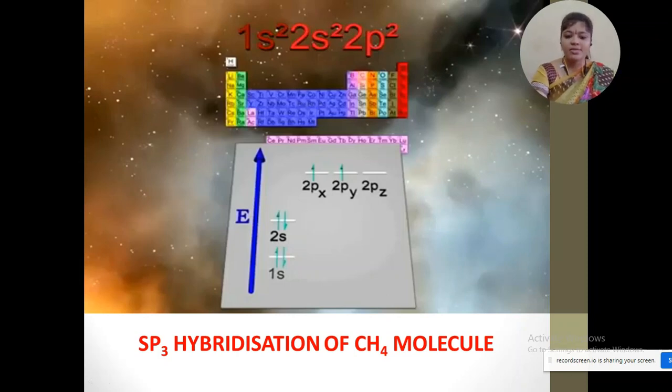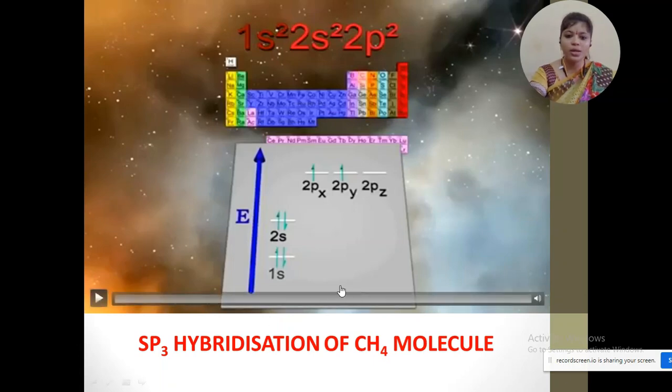SP3 hybridization of the CH4 molecule. We already know the carbon atom.